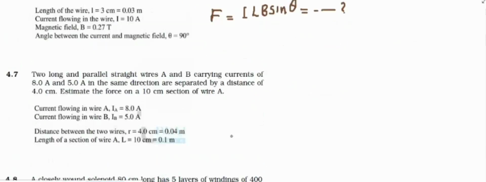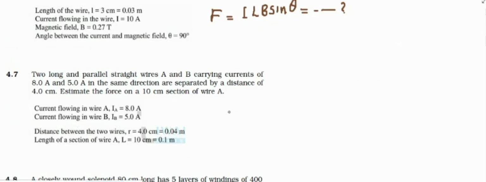Then next, question 7. Two long parallel straight wires A and B, carrying currents of 8 ampere and 5 ampere in the same direction, are separated by a distance of 4 centimeter. Estimate the force on a 10 centimeter section of wire A.